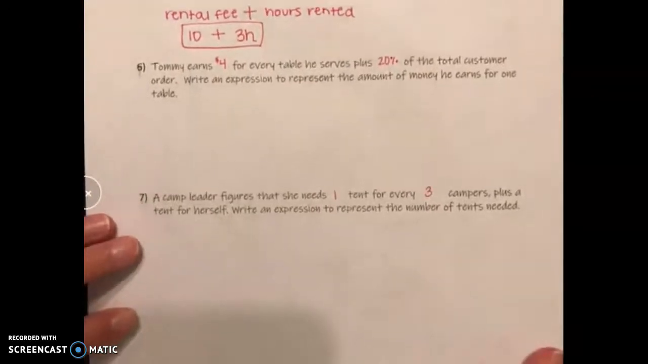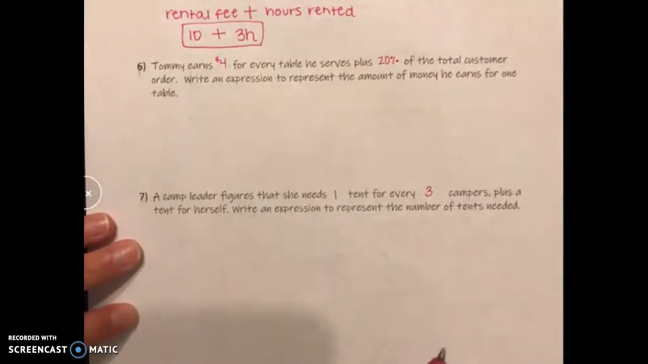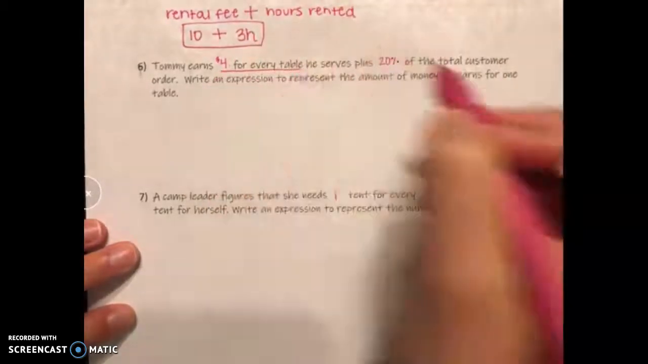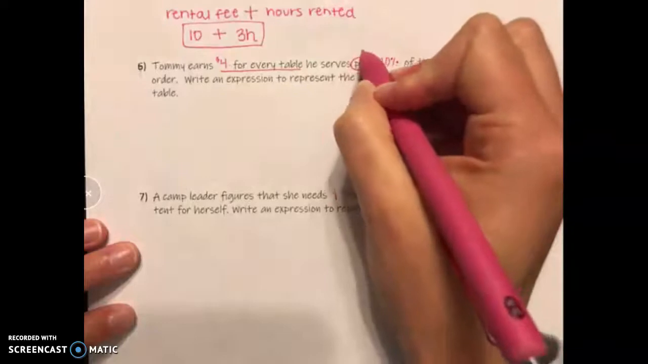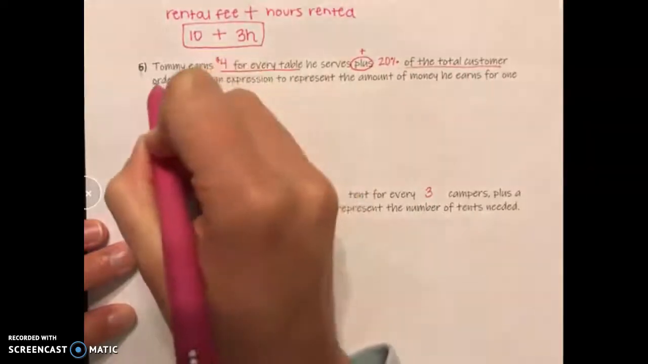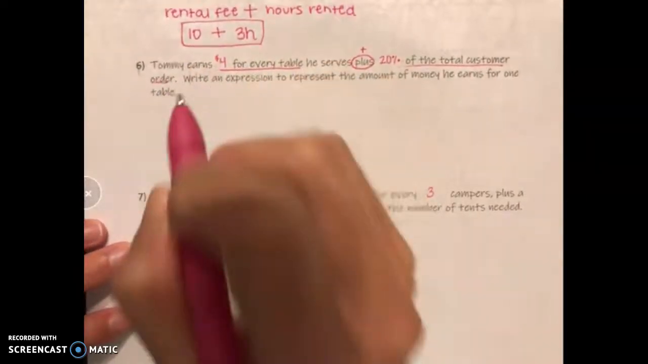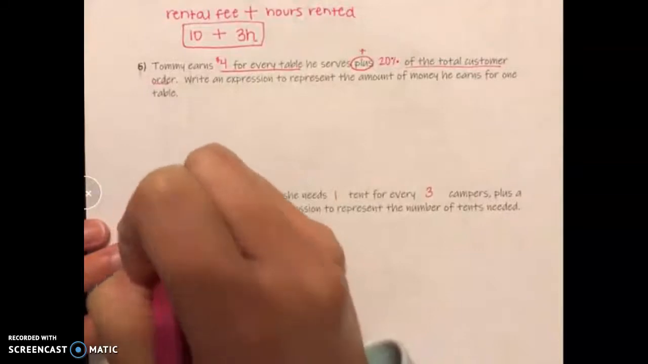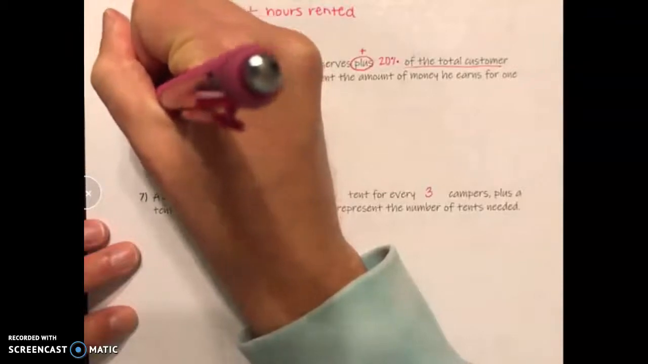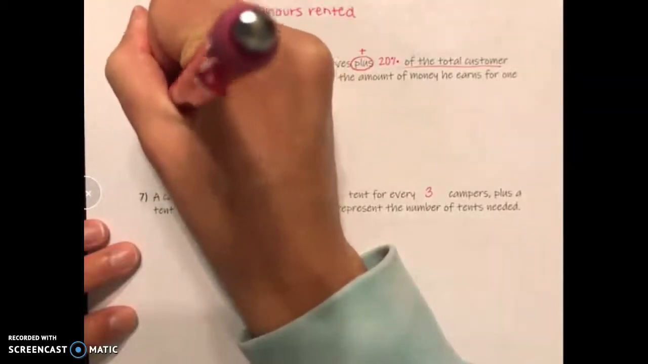All right. Tommy earns $4 for every table he serves plus 20% of the total customer order. So now we're going to write an expression to represent the amount of money he earns for one table. So we earn $4 for every table plus 20% of the total customer order. Now, do we know what that total customer order is going to be each time? No, so that's going to be the part that changes. That's going to be our variable. So we have the total customer amount, which we can represent with C.